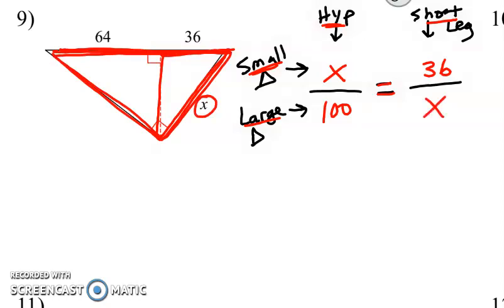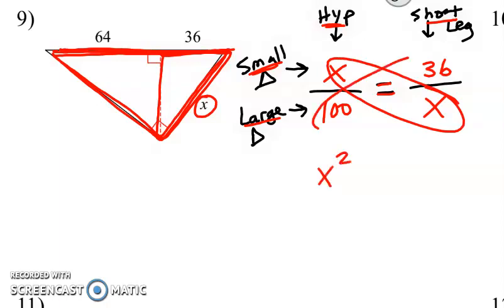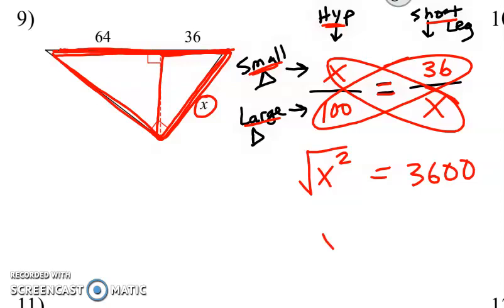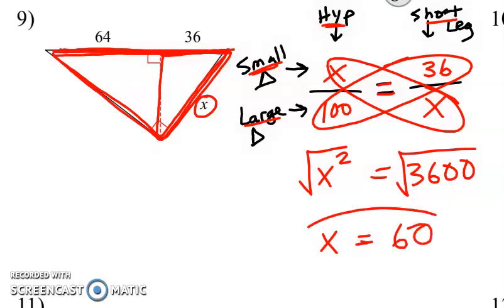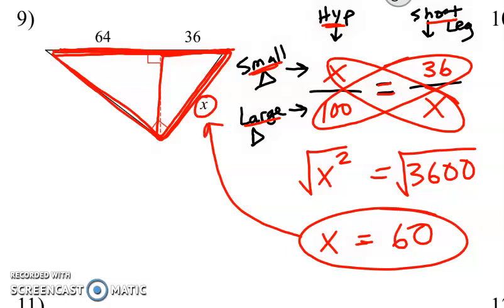So now I've got my proportions set up. It's just a matter of cross-multiplying and dividing in order to solve for that value. So x times x is x squared. That should be the same as 100 times 36, which is 3600. And now to get x by itself, I'm going to take the square root. If I do it on one side, that means I have to do it on the other side as well. So x ends up being a distance of 60.